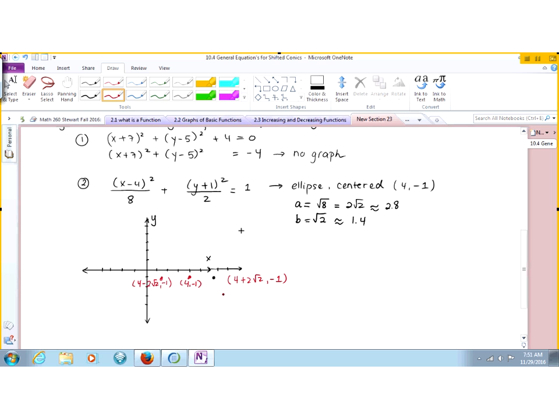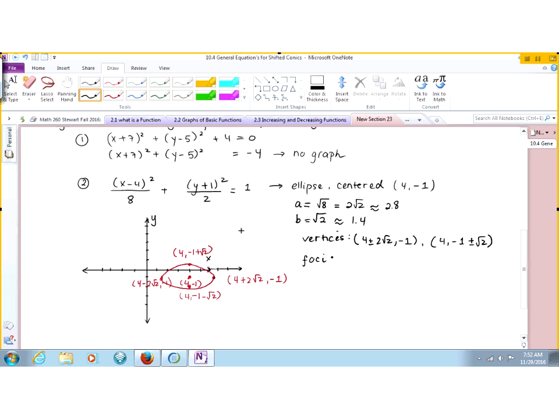And how many units do I go up and down? 1.4. So 1.4, so it's just less than half. So this is 4 comma, negative 1 minus square root of 2. And this is 4 comma, negative 1 plus square root of 2. Alright, so here is your ellipse. Right? So let's write down the vertices. Vertices are 4 plus or minus 2 square root of 2 comma negative 1, and also 4 comma negative 1 plus or minus square root of 2. Those are our vertices.